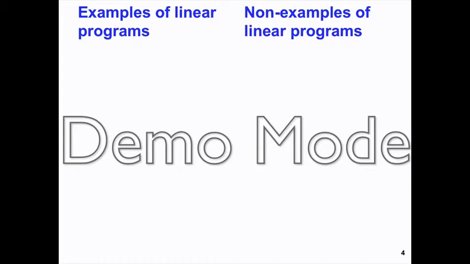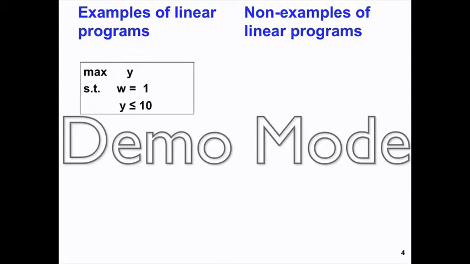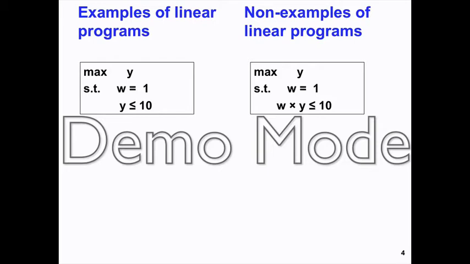Our last example and non-example: maximize y subject to w equals 1, y less than or equal to 10. It's one with two variables. It's a linear program. Maximize y subject to w equals 1, w times y less than or equal to 10. Even though we know w is equal to 1, it's a variable, and we can't have variables times variables in a linear program, so it's not an example.